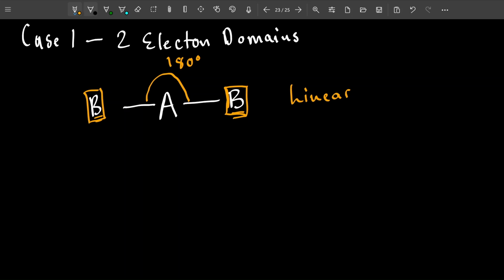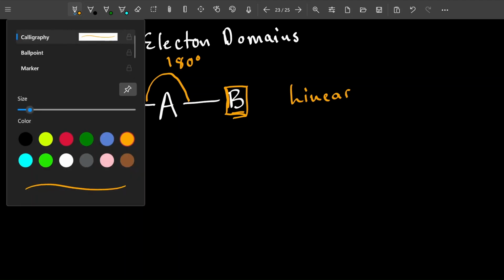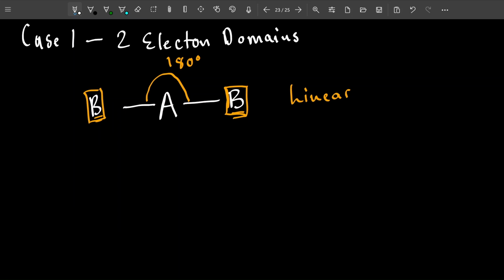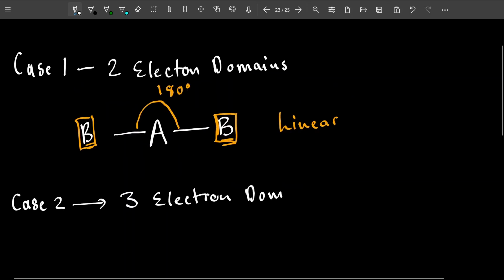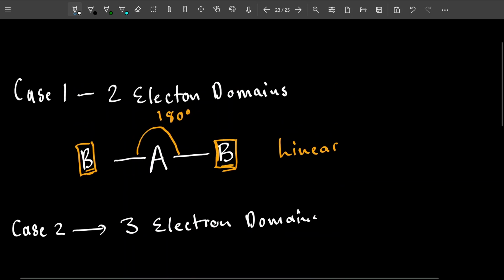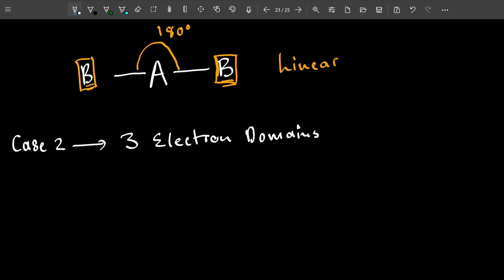Now, case 2 is going to be when you have 3 electron groups, 3 electron domains. Remember, when we say electrons, we're just saying something that is electrons. And obviously, these atoms have electrons. In this bond, there are electrons, in this bond as well.